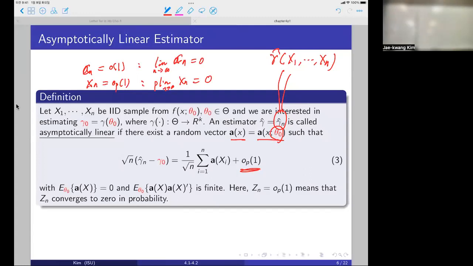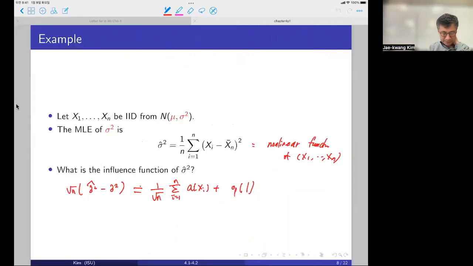I think this notation is used in calculus, in an analysis course. So this is a sequence of real numbers, and little o(1) means its limit is 0. Little o_P(1) means that this is a random variable, and the convergence is in the probability sense. Okay, so let's continue with this.